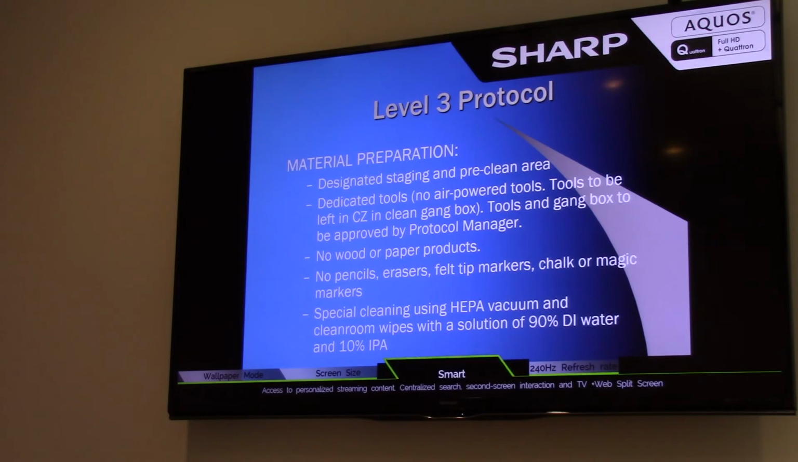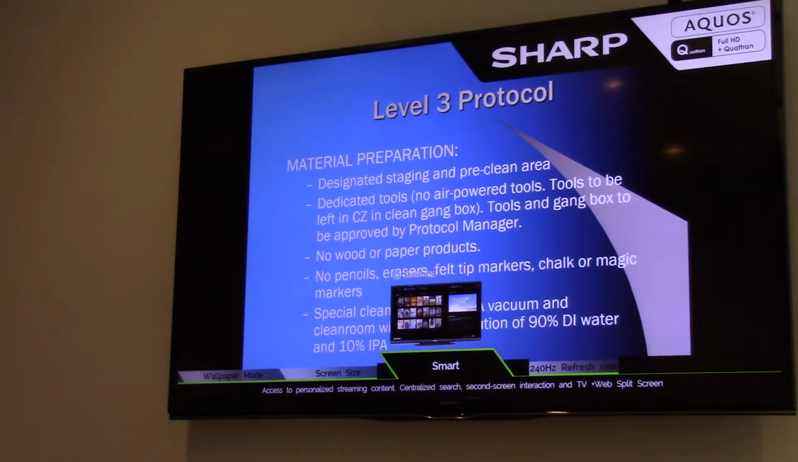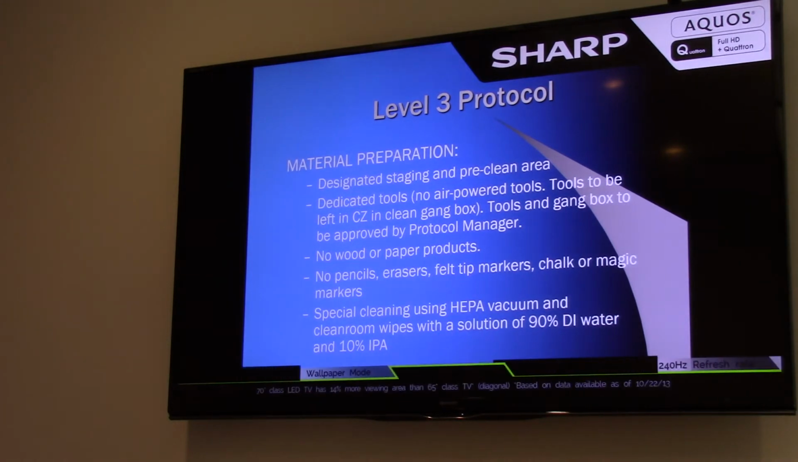And then we have designated areas for prep areas when we have the space. And we don't allow, like I said, wood or paper products in the space. And we typically use vacuums with HEPA filter media in it.